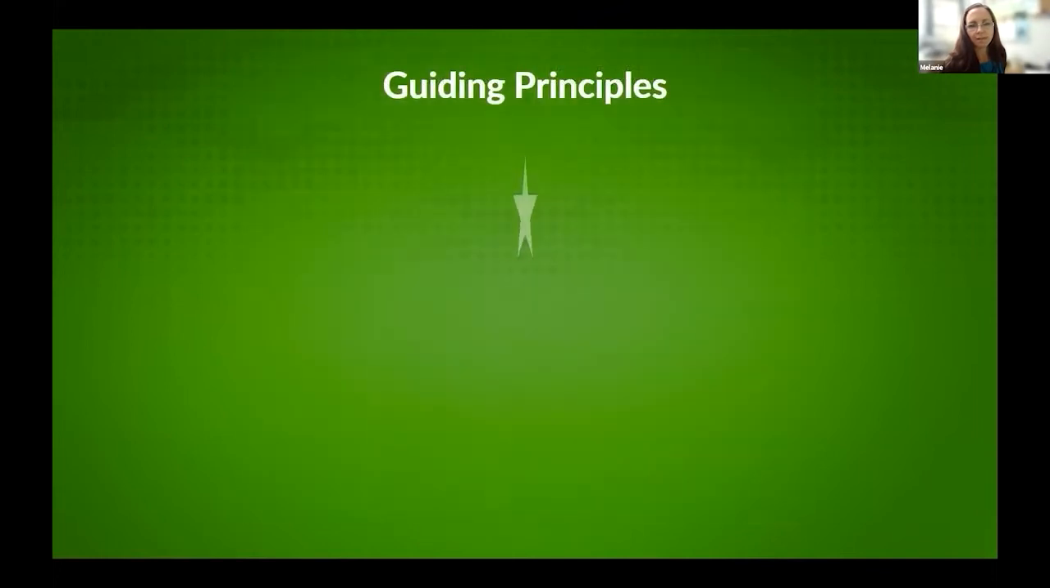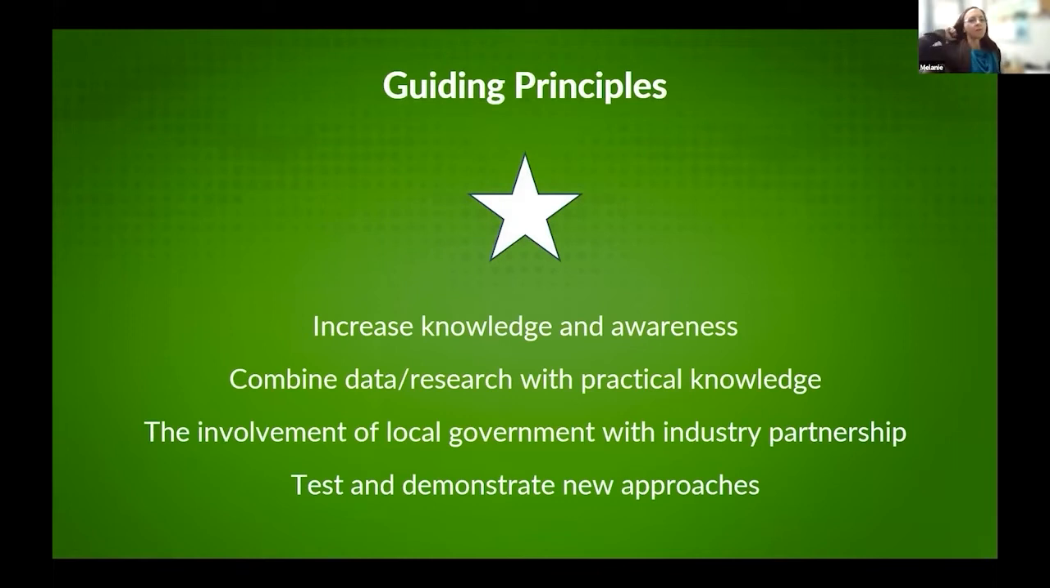The guiding principles, big star. Increase knowledge and awareness. Once you increase knowledge and awareness, you can increase adaptive capacity. If you can share information that people can apply, then you're going to increase the ability for farmers to be more resilient and our agricultural industry to be more resilient. The application has to be a combination of data and research with practical knowledge, making it tools and resources that actually will benefit producers. And the involvement of local government and local industry is essential. That's where a lot of funding or financial contribution comes in. And the level of involvement of local government and industry is generally an indicator of success if there's strong involvement. And then testing and demonstrating the tools and resources that are built. Do they work? Do they have to change?